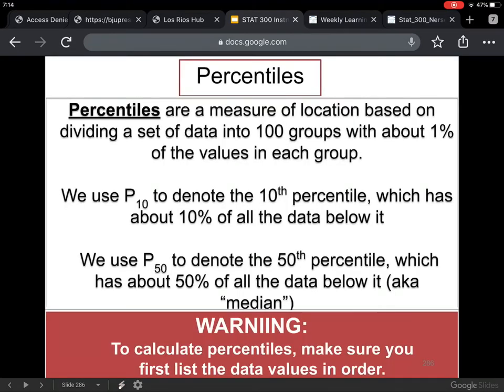First of all, percentiles. Percentiles are a measure of the location based on dividing a set of data into 100 groups with about 1% of the values in each group. So take the entire data set, divide it into groups such that 1% of the data is in each group, and that would be called a percentile. Each one of those pieces, and there will be 100 of these because there's 100% in a data set, right? The notation here that we use is P sub 10 to denote the 10th percentile, which has about 10% of all of the data below it.